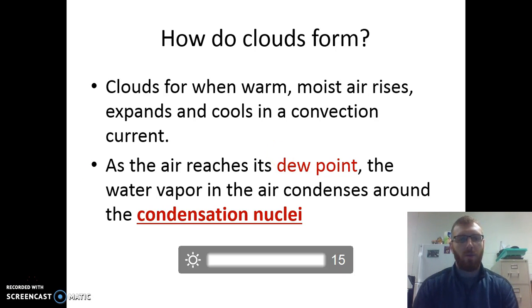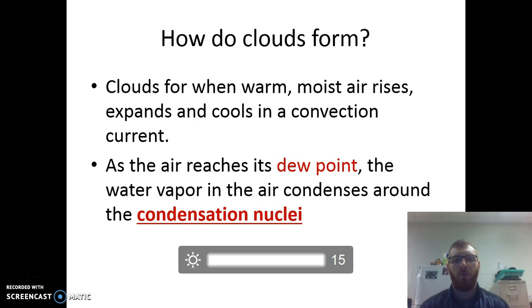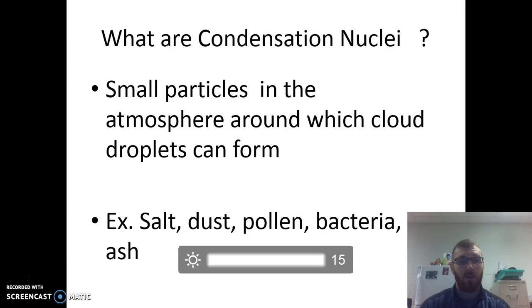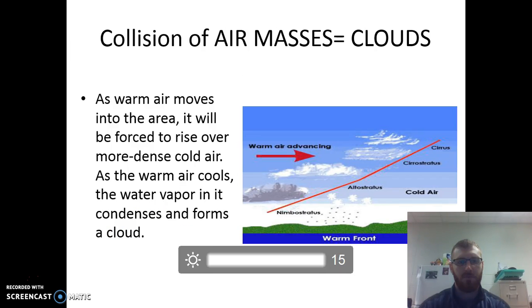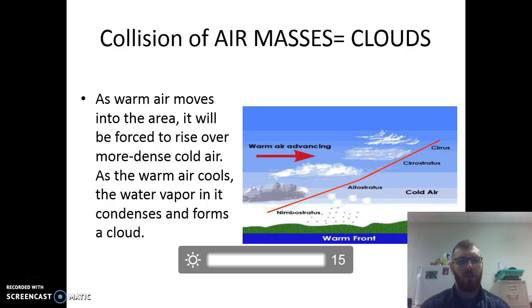So how do clouds form? We've already talked a little bit about this, about the condensation nuclei and stuff, but clouds form when warm air rises, expands, and cools in a convection current, and as air reaches its dew point, the water vapor in the air condenses around the condensation nuclei. Sorry, I missed a part here. So when millions of these droplets collide, a cloud forms.